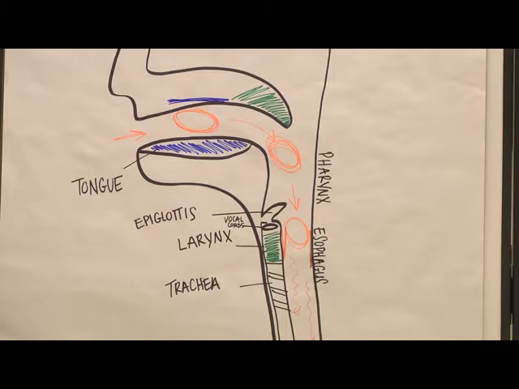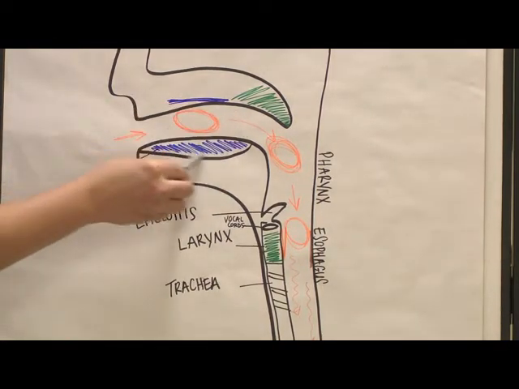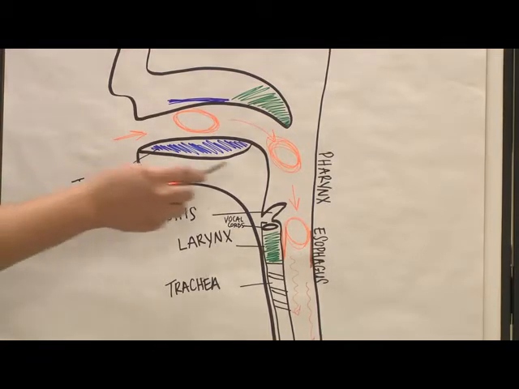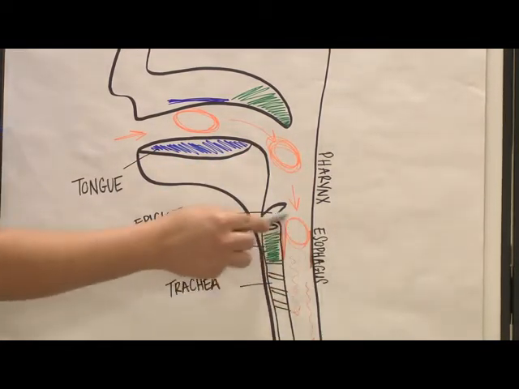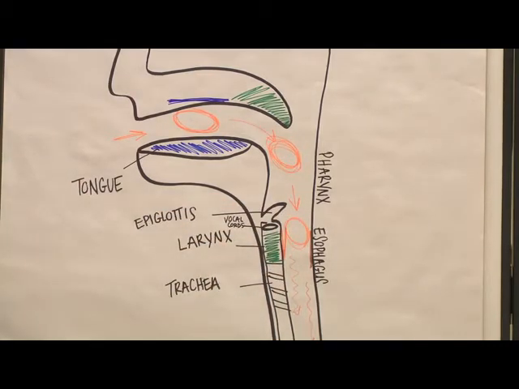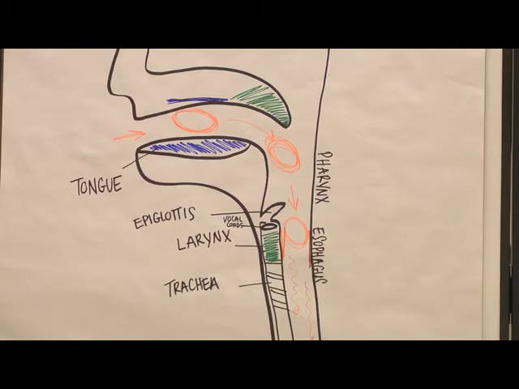So there you go. You've got the first stage, the oral stage, the second stage, the pharyngeal stage, and the third stage, the esophageal stage. As you can see, this is a very complicated process. Safe swallowing can be compromised for many different reasons. If you or anyone else that you know have difficulty swallowing, talk to your physician about having an evaluation from a speech-language pathologist.